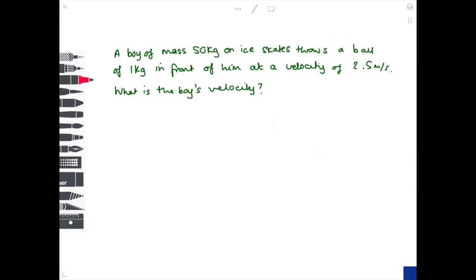In this question, a boy of mass 50 kilograms on ice skates throws a ball of 1 kilogram in front of him at a velocity of 2.5 meters per second. What is the boy's velocity? So, stating the same as usual, momentum is conserved. It's worth writing that, because even if you get the calculation wrong, there tends to be a mark available for writing it. Momentum before equals momentum after.